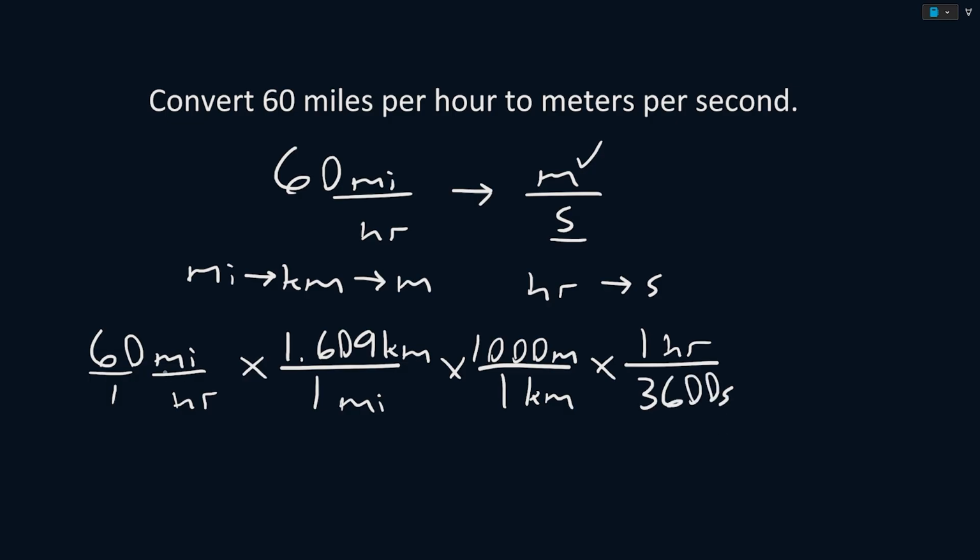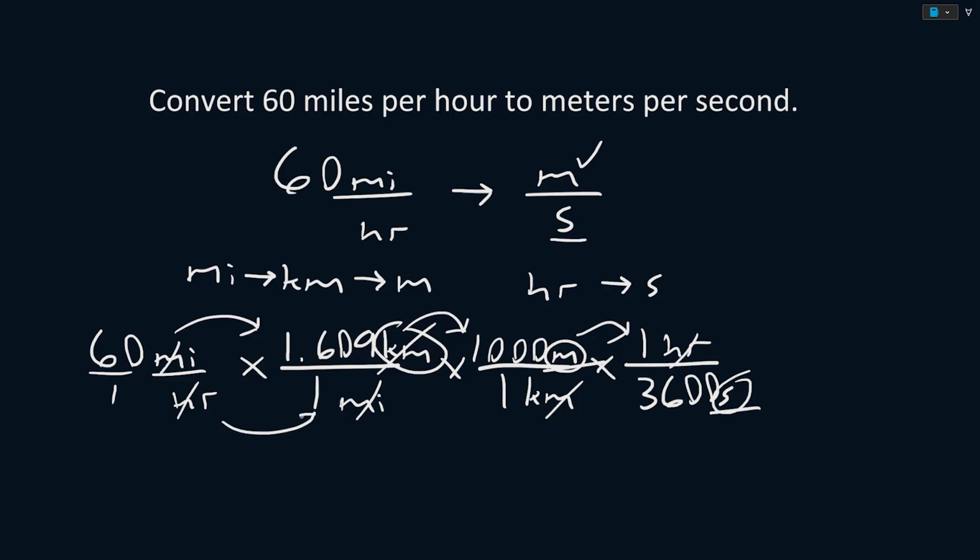Now we need to make sure that all of our units cancel out properly. Here the miles cancel and leave us with kilometers, and then the kilometers cancel to leave us with meters. Then the hours cancel to leave us with seconds. This gives us meters over seconds. Solving this, we multiply all the top numbers together, then the bottom numbers together, and then divide the two products. This gives us that 60 miles an hour is about 26.82 meters per second.